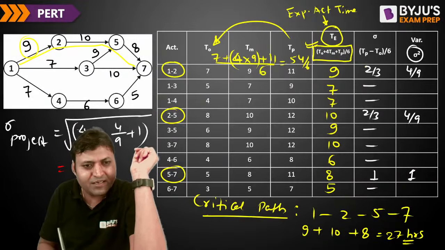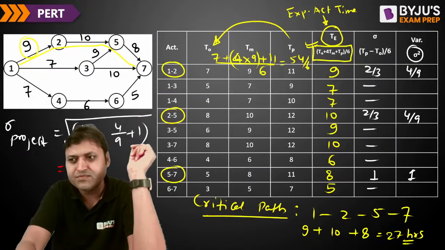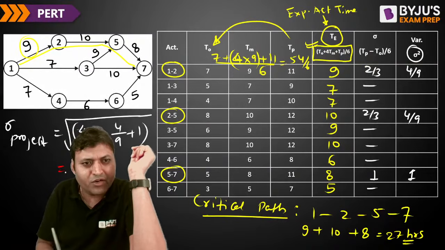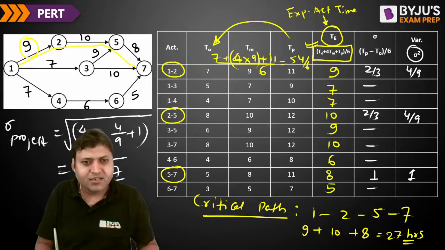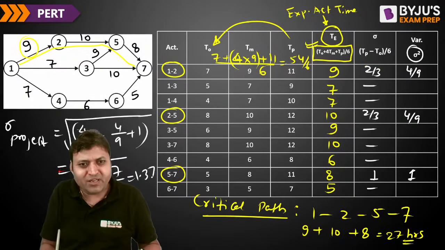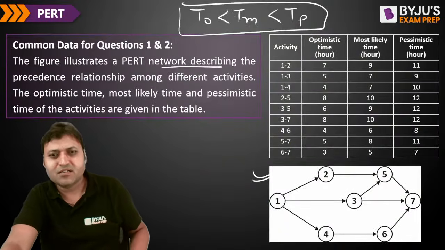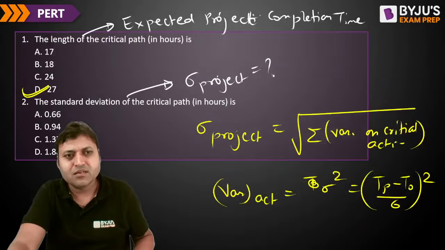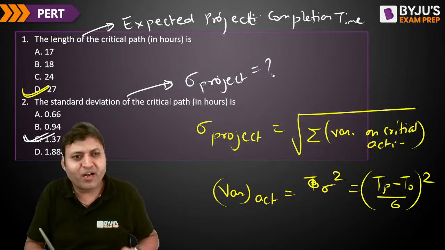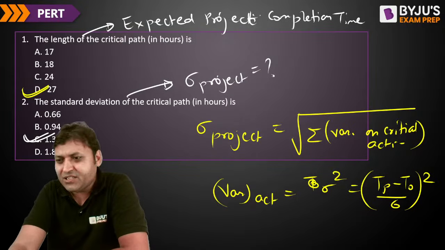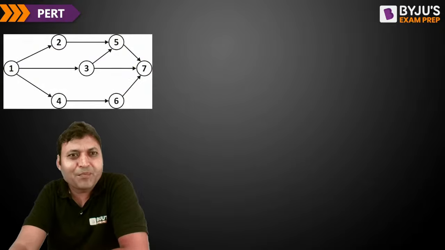So it will be the square root of 17 by 9, which is equal to 1.37 for the project. That will be the answer. So that is all about the PERT method.